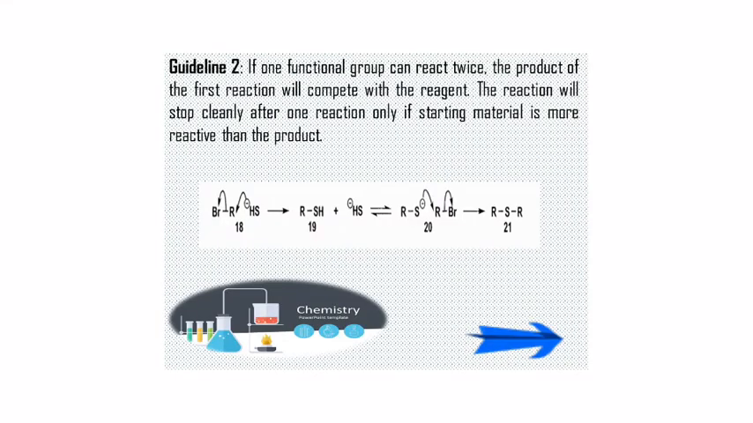Guideline 2. If one functional group can react twice, the product of the first reaction will compete with the reagent. The reaction will stop cleanly after one reaction only if the starting material is more reactive than the product, so the reaction of an alkyl halide with NaOH or Na2S cannot usually be made to stop after one alkylation as the anion of the first product is obviously more reactive with Na2S. Less obviously with NaOH. The first reaction 18 gives the thiol 19 but this is in equilibrium with RS- and a second displacement 20 gives the sulfide 21. We shall see shortly how to get round this problem.